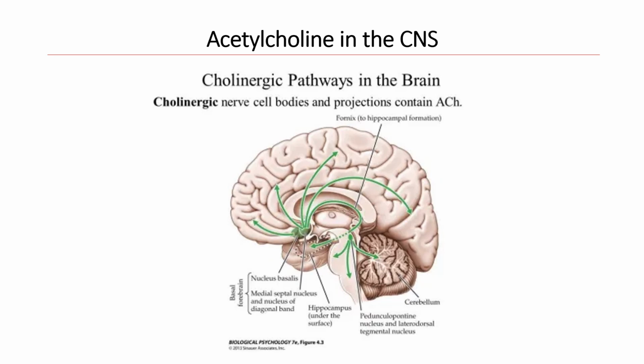Some are found in the basal forebrain, and they include the medial septal nucleus and the nucleus of the diagonal band, as well as the nucleus basalis. Others are found in the brainstem, including the pedunculopontine nucleus and lateral-dorsal tegmental nucleus.